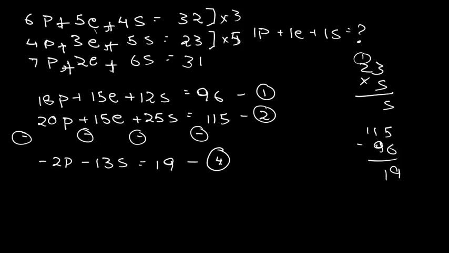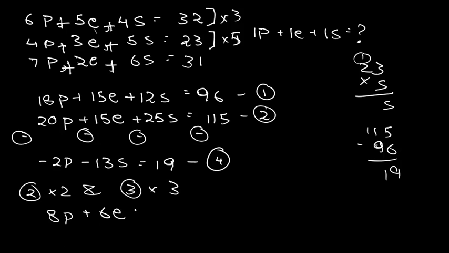Now what you have to do? You can look for equation number 1 and equation number 3, or equation number 2 and equation number 3. I am taking equation number 2 and equation number 3. I have to eliminate the eraser, so I can multiply equation number 2 by 2 and equation number 3 by 3. As simple as that. Just do it and frame the other equations. You will be getting 4 into 2 is equal to 8p, plus 3 into 2 is equal to 6e, plus 5 into 2 is equal to 10s.